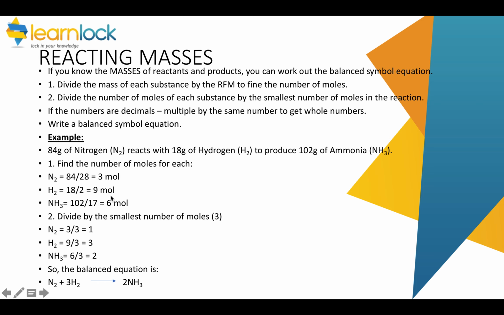The smallest number of moles is 3, so divide each one by 3, and that gives you 1, 3 and 2, which means there's 1 nitrogen, 3 hydrogens and 2 ammonia, which you then put into the equation so that it's balanced.